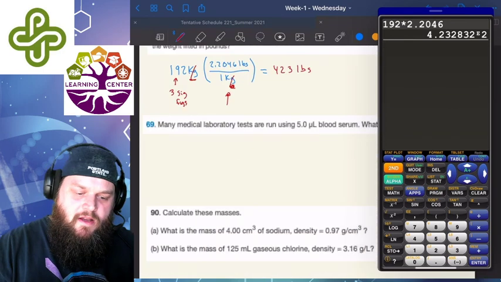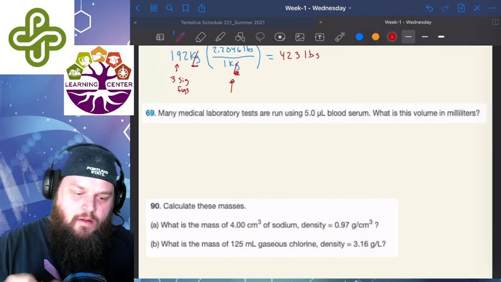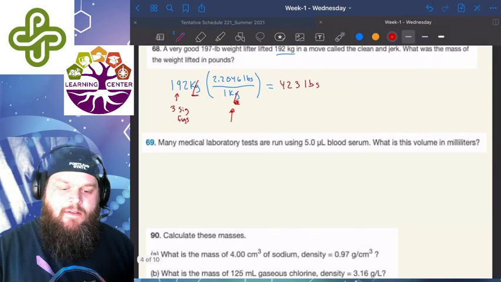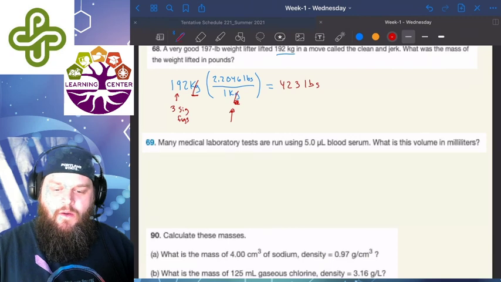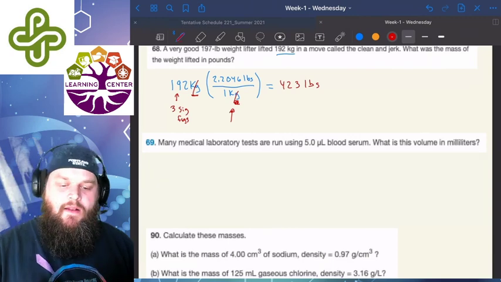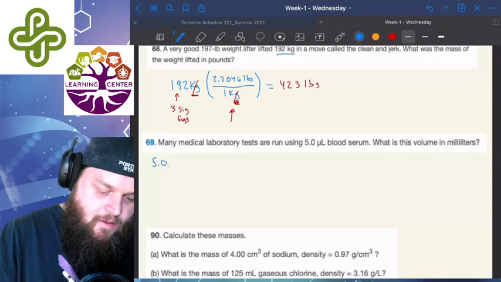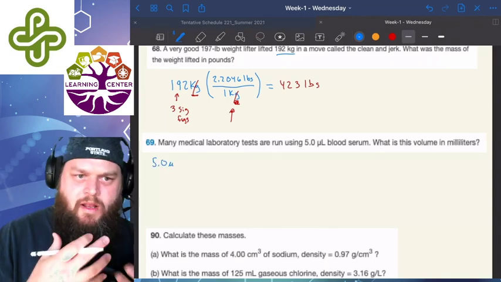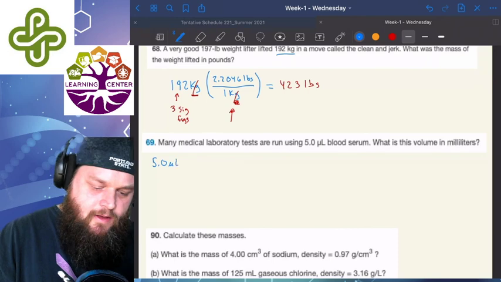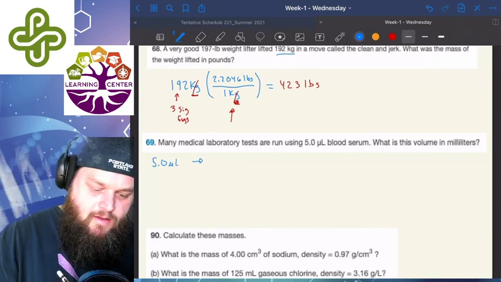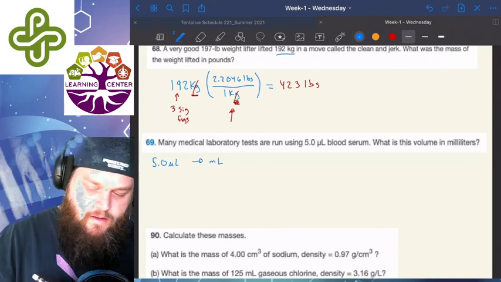This next one here says many laboratory tests are run using 5 microliters of blood serum. What is the volume in milliliters? So those values then is 5.0 micro, which looks like a little U and an M combined, liters of blood, and we want to convert that into milliliters, mL.